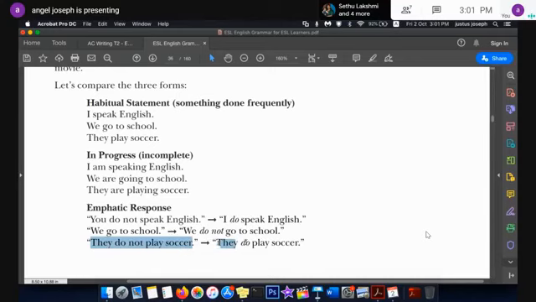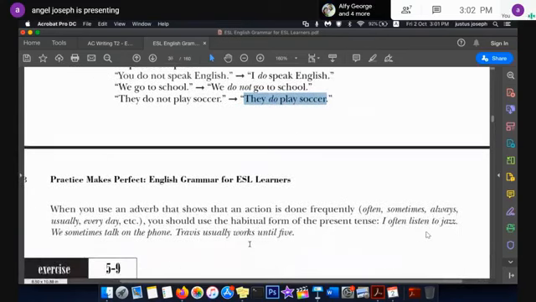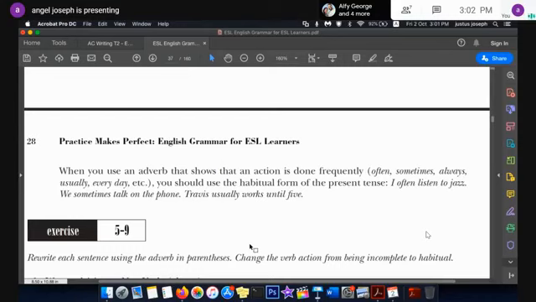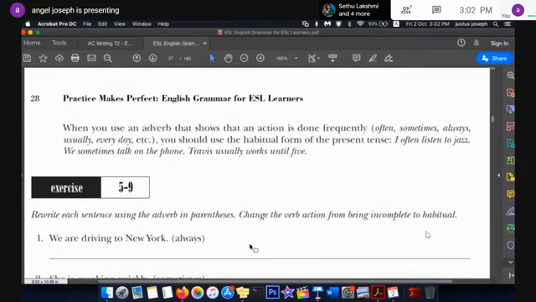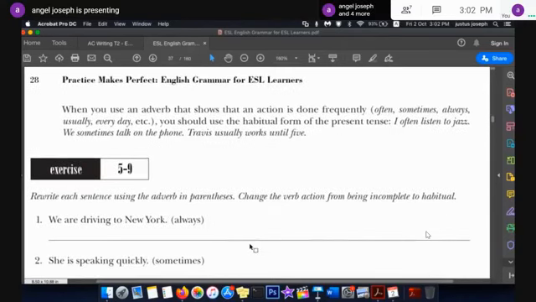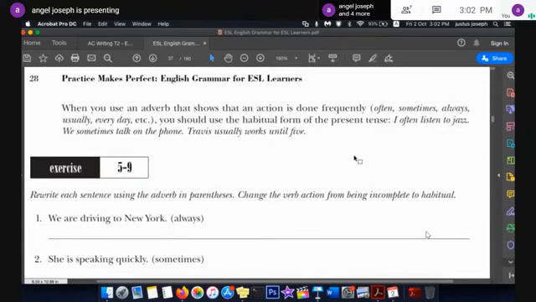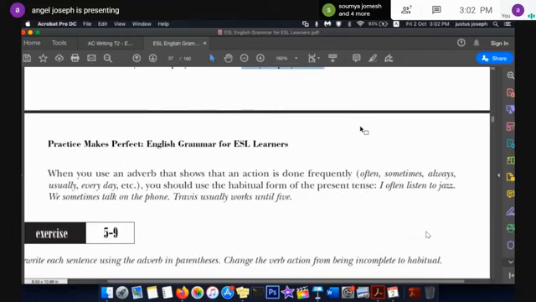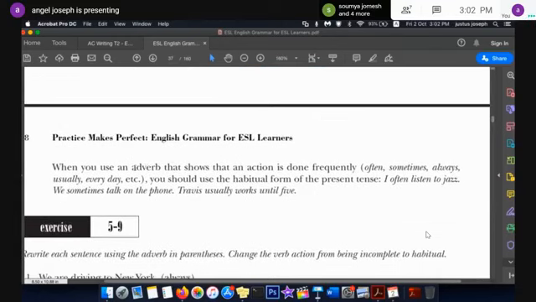So what would the children say? Not the children, another group says they do play soccer. Okay. So these are examples of emphatic responses. So let's look at the exercise. Okay, before I go to the exercise, I would like to also talk about certain adverbs, like these.